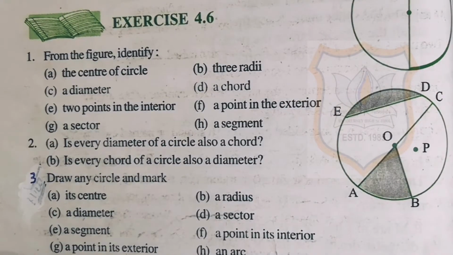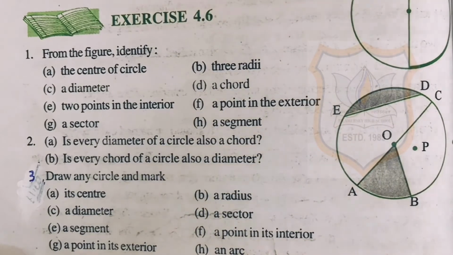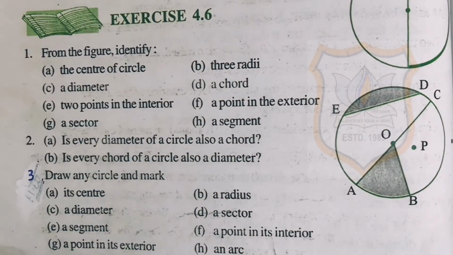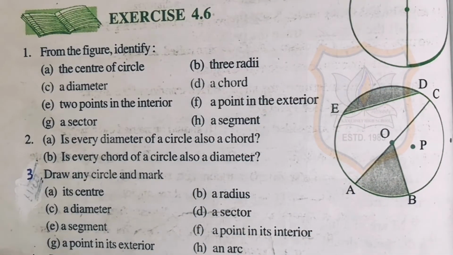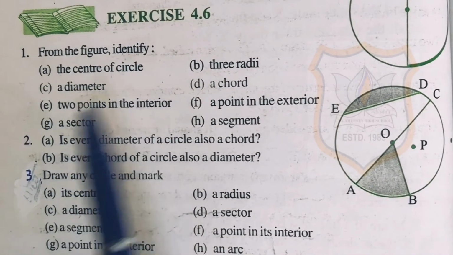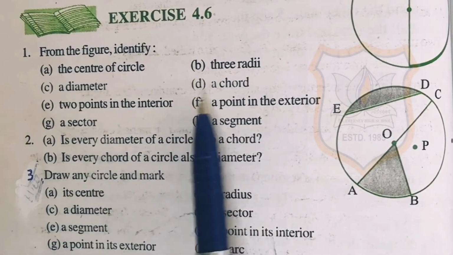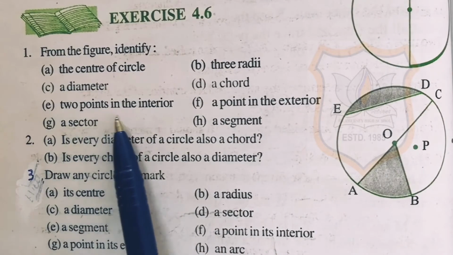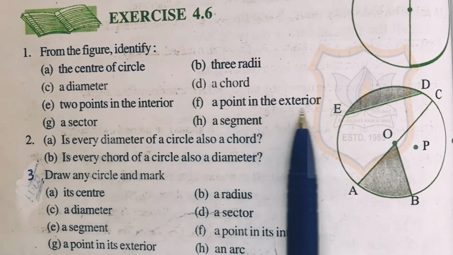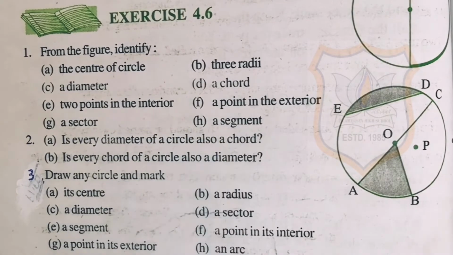Now exercise 4.6. This is the last exercise of chapter number 4, Basic Geometrical Ideas. Question number 1. From the figure, identify. Students, here a figure is given. We have to identify A, the center of a circle, B, 3 radii, C, a diameter, D, a chord, E, 2 points in the interior, F, a point in the exterior, G, a sector, H, a segment.